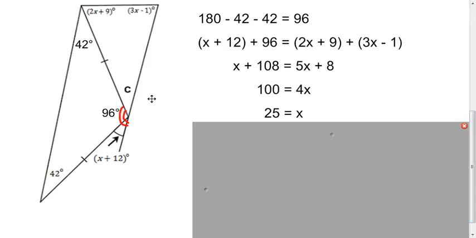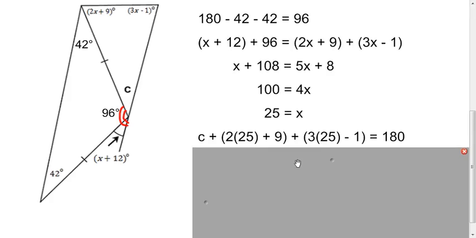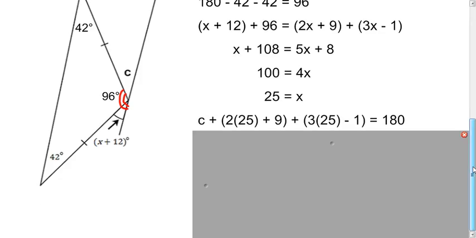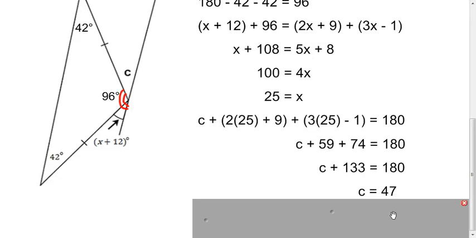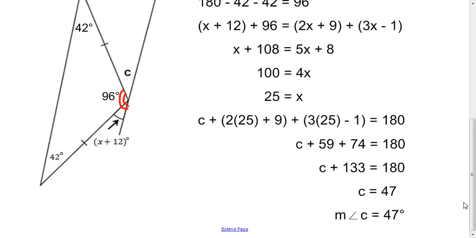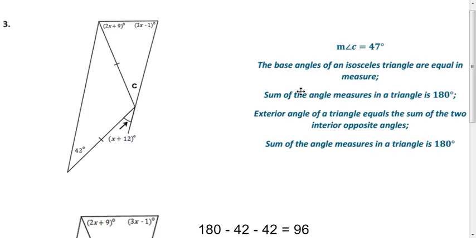Well, you know that if we add these three angles together, add their measures together, you will get 180. So now I'm using C as a variable, but remember C is really the name of that angle. So we want to give our answer as the measure of angle C is equal to something degrees. So we solve this equation, and we end up with 47. So the measure of angle C is 47 degrees. And here we will have all of the steps that I verbalized.